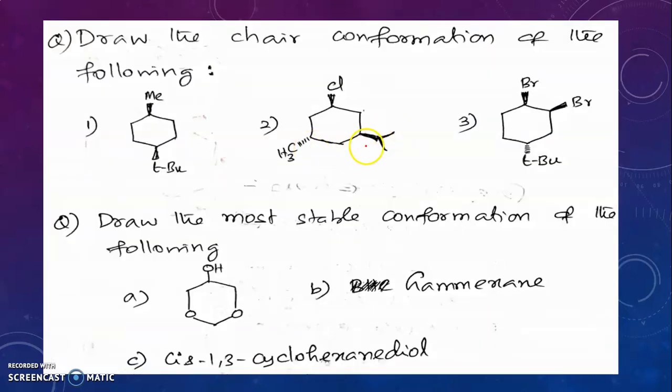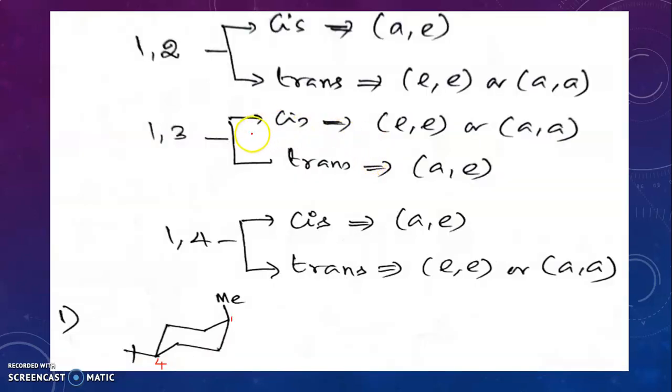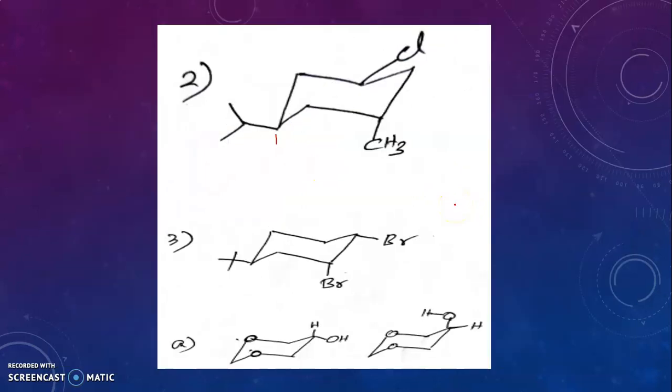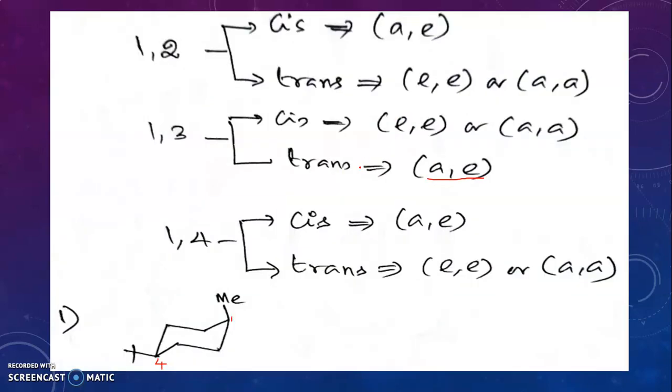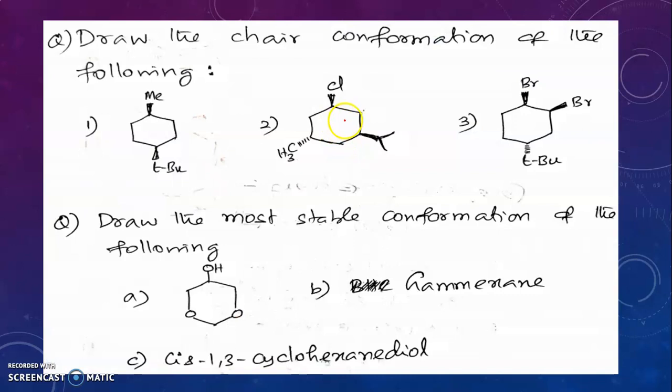These two are trans. Trans means 1,3 trans, which means one group should be axial, the other group should be equatorial. So since we have already placed isopropyl group in equatorial position, you should place the methyl group in axial position. Are you clear? Then suppose if I take this as carbon number 1, this is 2, this is 3, then this is carbon number 4, and this is carbon number 5.